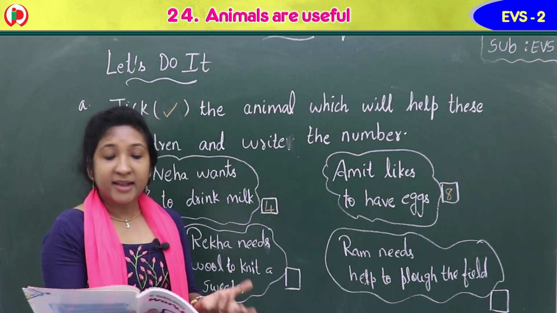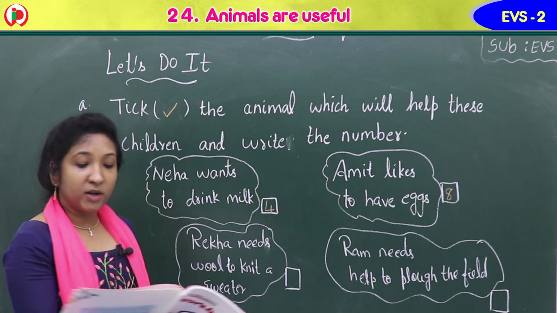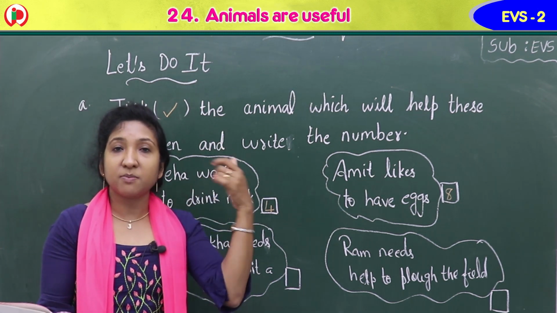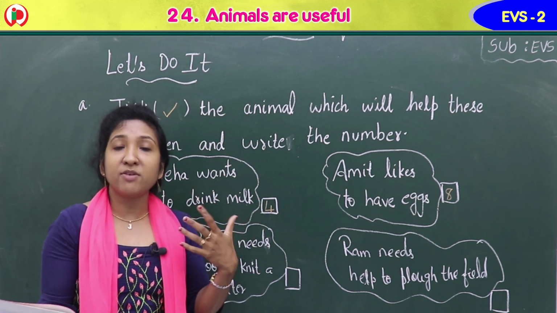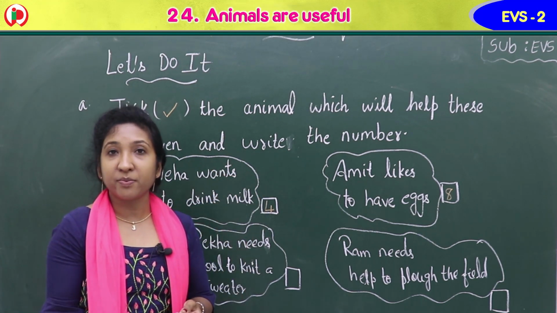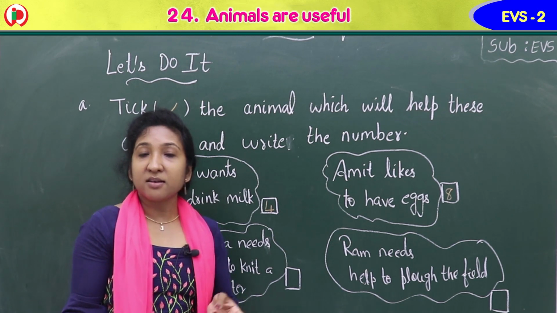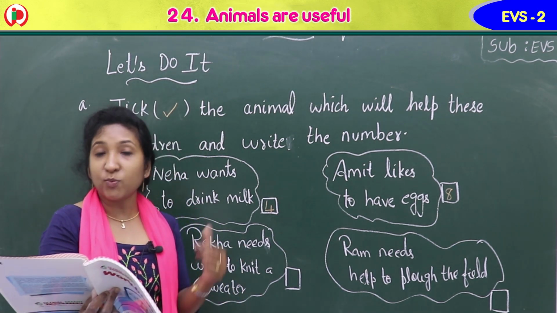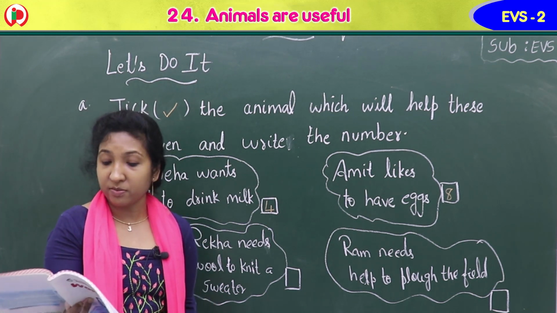Then next is Rekha needs wool to knit a sweater. She needs to knit a sweater, make a sweater. She needs wool. Which animal gives us wool? Sheep, yak, rabbit. Yes. Which animal you can see? The sheep you can see. Which number you can see?